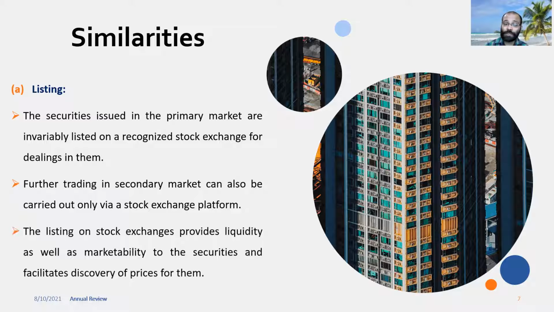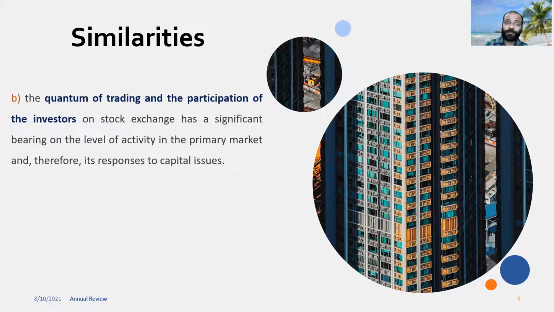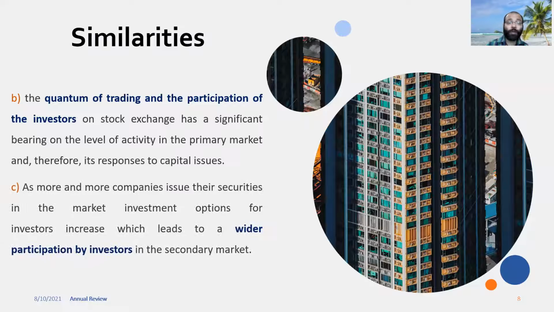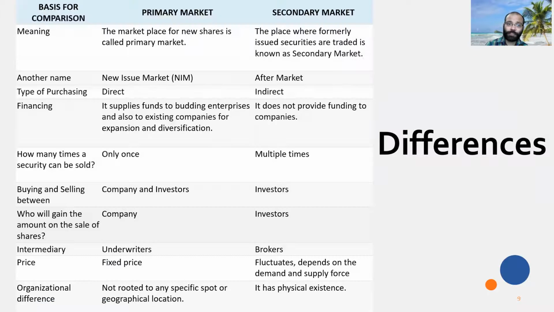The listing on the stock exchanges provides liquidity and marketability for the securities and helps in facilitating the discovery of their prices. The quantum of trading and the participation of the investors on the stock exchange will have a significant bearing on various activities in the primary market. Hence, it makes the capital market more responsive too. As more and more companies issue their securities in the market, investment options increase for the investors, increasing their wider participation in the secondary market.